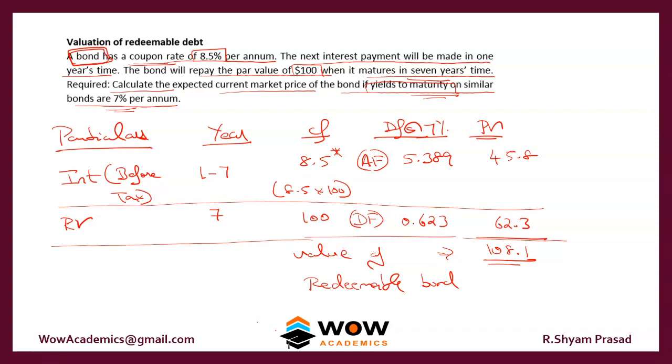There are two cash flows coming from the bond. One is the interest and the other one is the redemption value. Take the interest before tax. That interest occurs for 7 years, from the first year to the 7th year. Redemption value occurs only in the 7th year. Interest, you are going to get 8.5% on the bond. The bond is going to be redeemed at $100, so the nominal value will also be $100 only. On $100 compute the interest, that comes to 8.5, and the redemption is going to take place at $100. So you will take 100 as the cash flow.